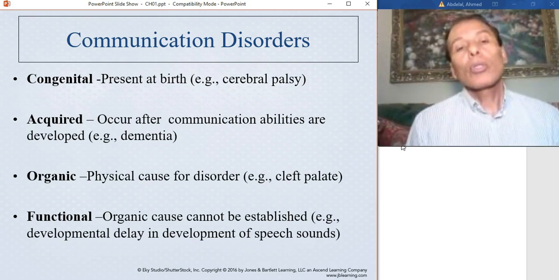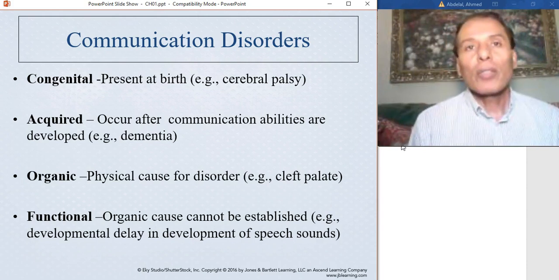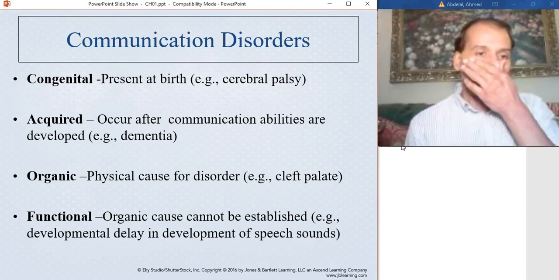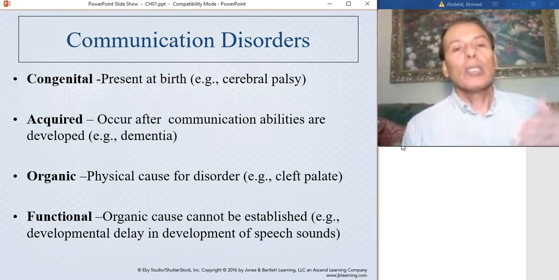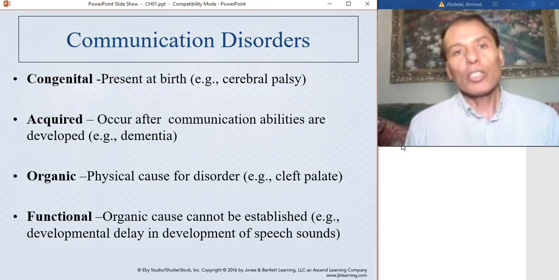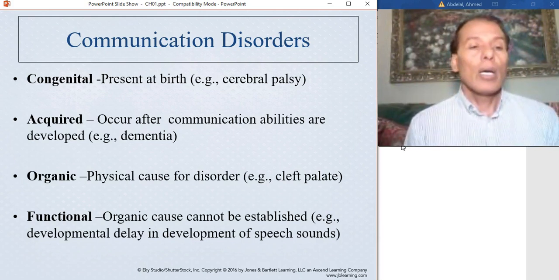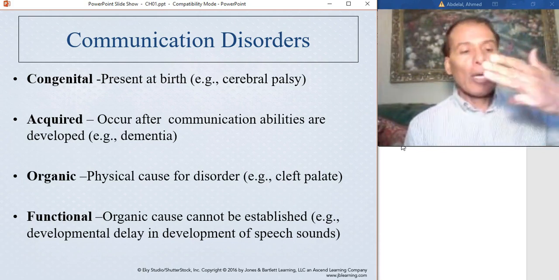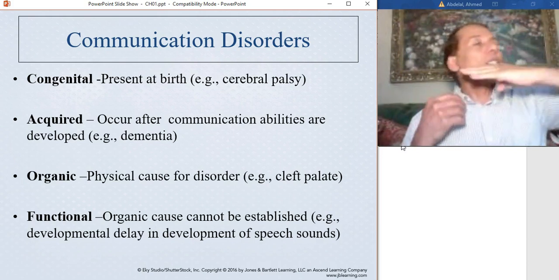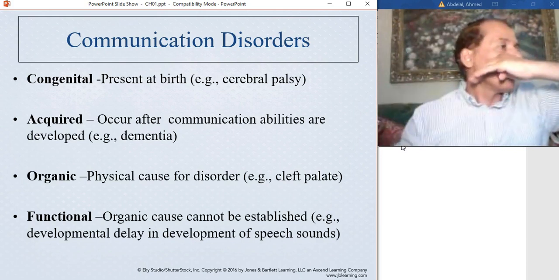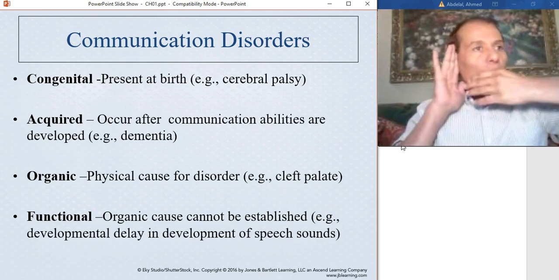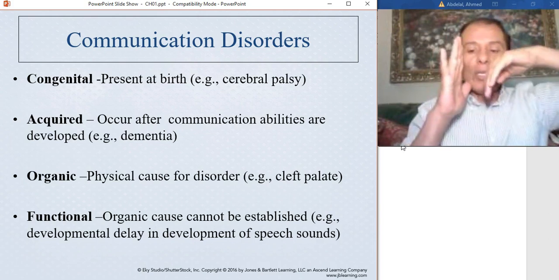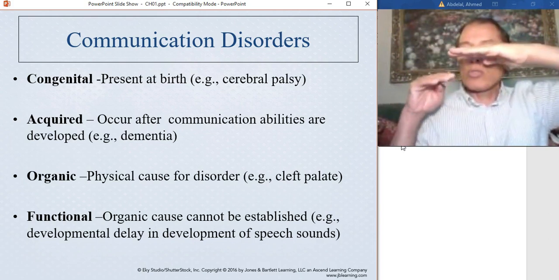Acquired is a disorder that the person gets after developing the communication abilities. However, the acquired disorder will disrupt their ability to communicate, like someone having dementia, someone having traumatic brain injury, or a stroke. Organic refers more to the organ that is causing the problem, like say cleft palate. Cleft palate is caused by the velum or the palate that separates the oral cavity from the nasal cavity. It's like this. And when you say any sound other than nasal sounds, the velum goes up like this, and the air goes to the mouth.